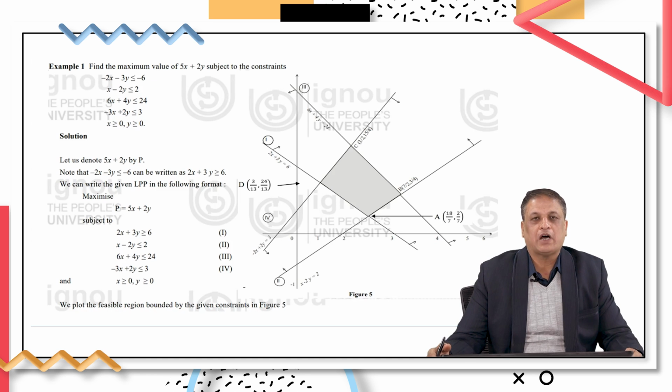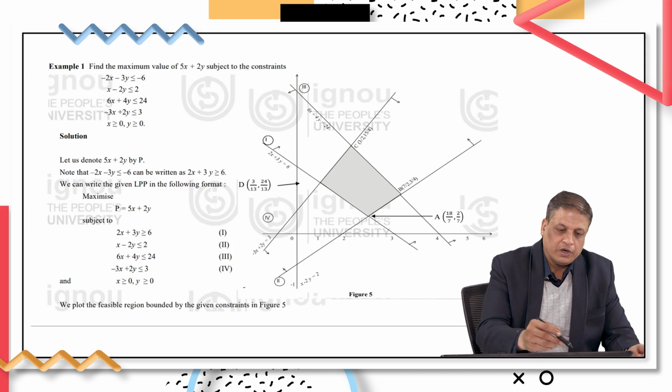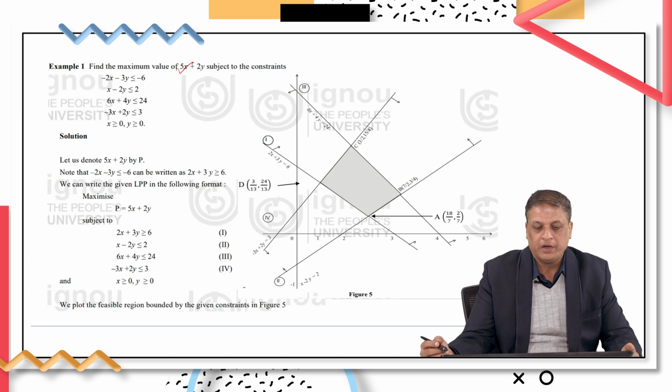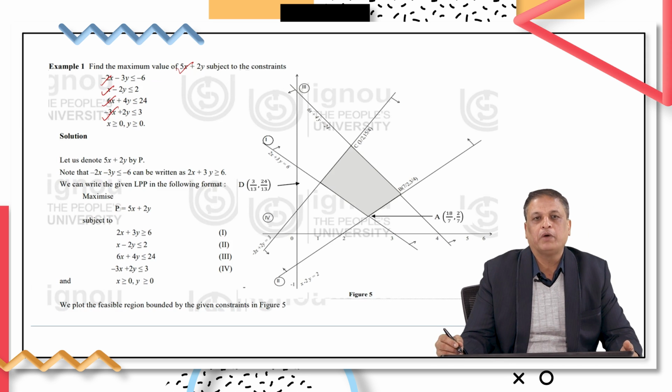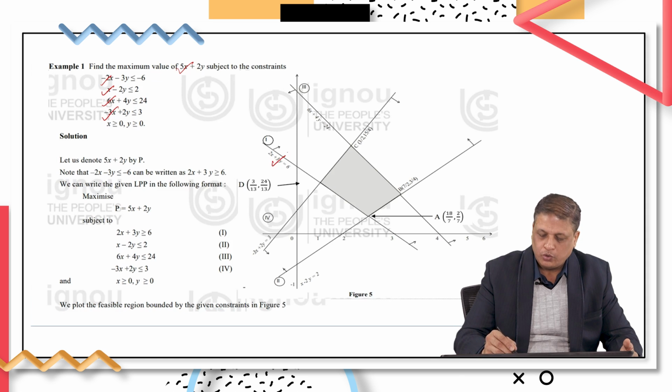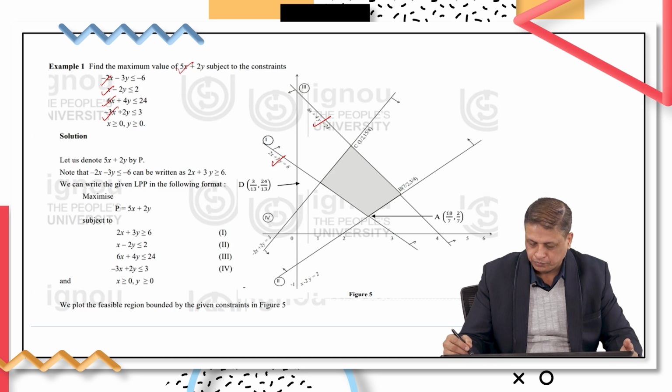Many a time in the examinations or in the assignments, that is the continuous assessment, the problems are given wherein the objective function and constraints are directly given to you. Likewise, over here the objective function is 5x plus 2y. We need to maximize this objective function subject to these constraints. There are 4 constraints, so by looking at the constraints, you should see that there are 4 lines, and each line represents one constraint.